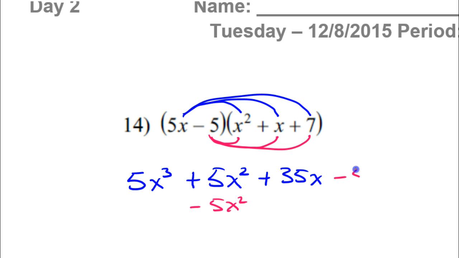Now, I could have stuck it on the end like this, negative 5x squared. But in the end, I'm going to have to combine like terms. So I find it easier to write my like terms one on top of another. Helps me keep track. Okay, negative 5 times x is negative 5x. And again, I'll just put that right here because these are like terms. And then negative 5 times 7 is negative 35.